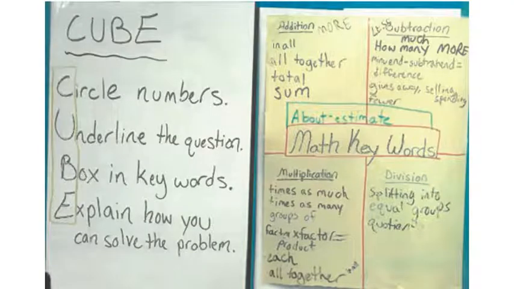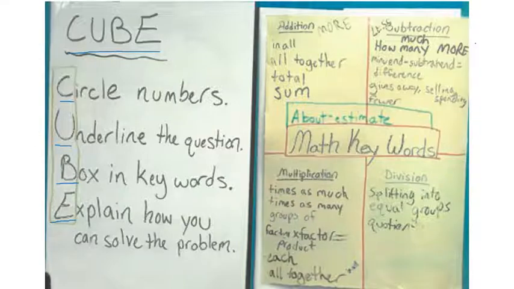As a reminder, these are some of the charts we used in school when we did word problems. We discussed the cube method of doing word problems, where we first circle our numbers, underline our question, box in the keywords, and then explain how we can solve the problem. So we'll make use of this in our problems today, although as we are doing some multi-step problems, we'll see that we may have to go back and forth between a couple of these steps.